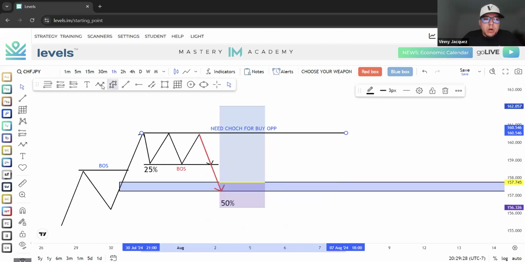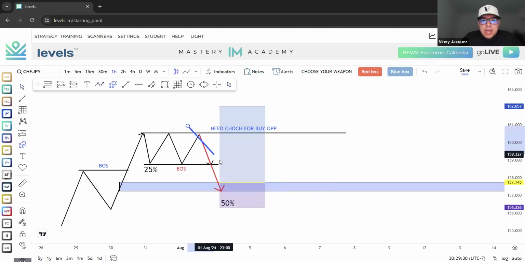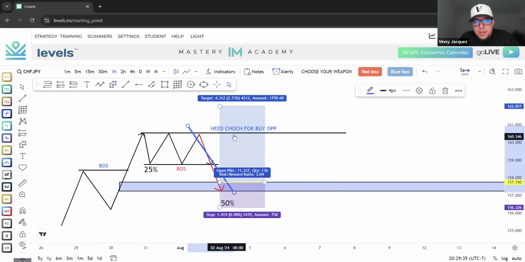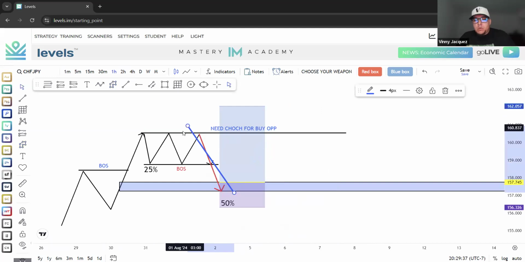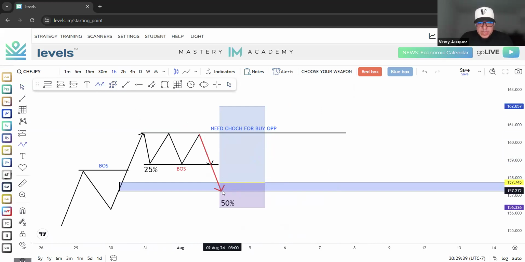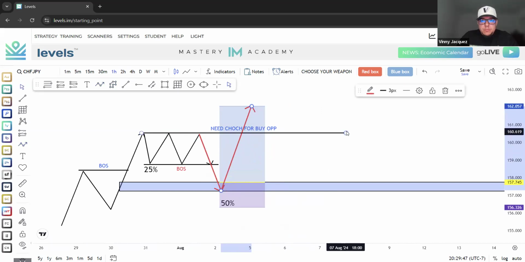Now, again, guys, the market is slightly heading down. So I need the market to reverse and go back up. That's why I have a change of character, right? So once we get this 50%, that BOS to the downside, we're waiting for the market to break and close above, right?